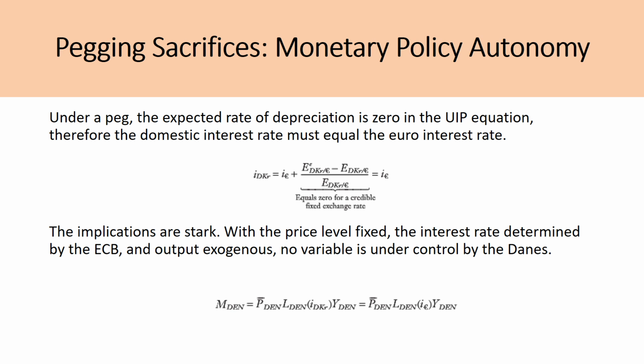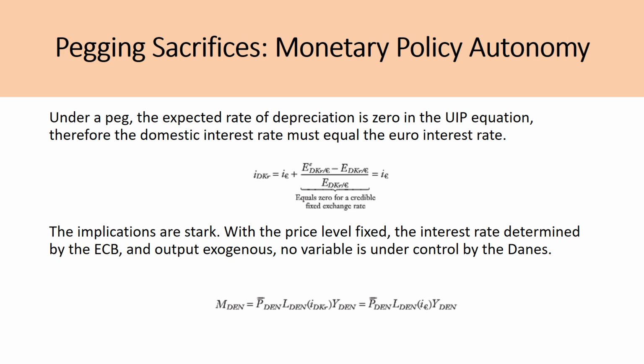So under a peg, the expected rate of depreciation is 0. When you're looking at this UIP equation, you have your interest rate, the domestic returns of the domestic deposits, and then for foreign returns, you have the foreign deposits plus the expected depreciation in the exchange rate. Under a fixed exchange rate, the exchange rate will remain the same. It won't change, right? Because it's under a peg. So this rate of return will be 0. And really what happens is that your domestic deposit interest rate will equal the foreign interest rate, right? So they will equalize.